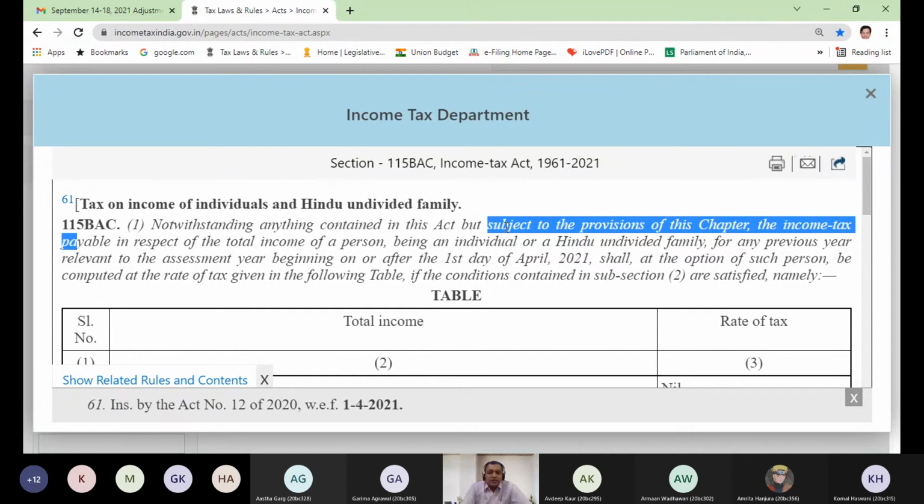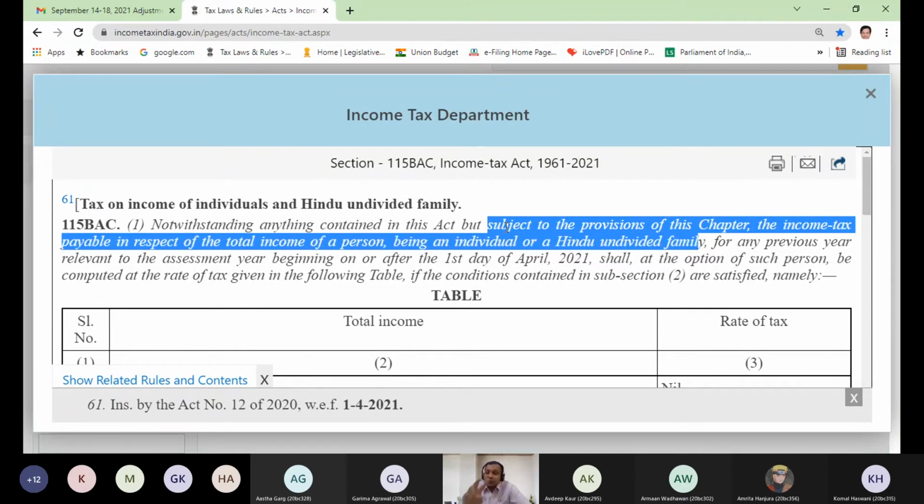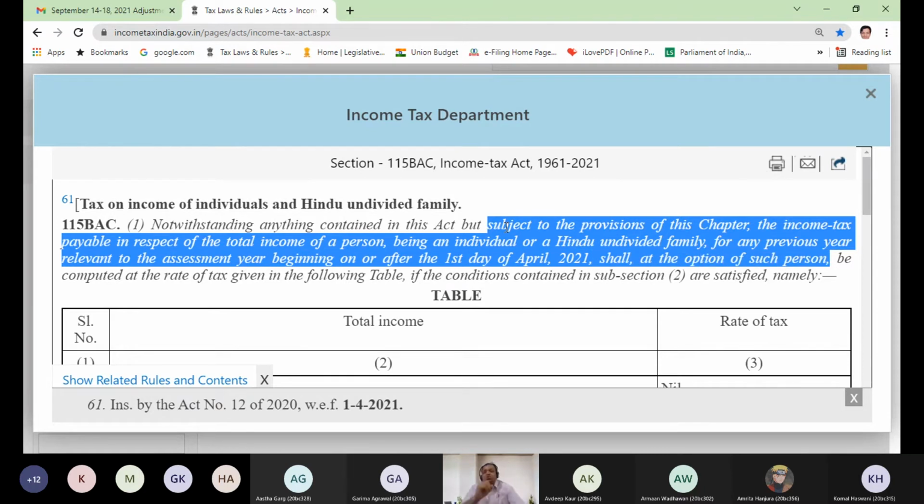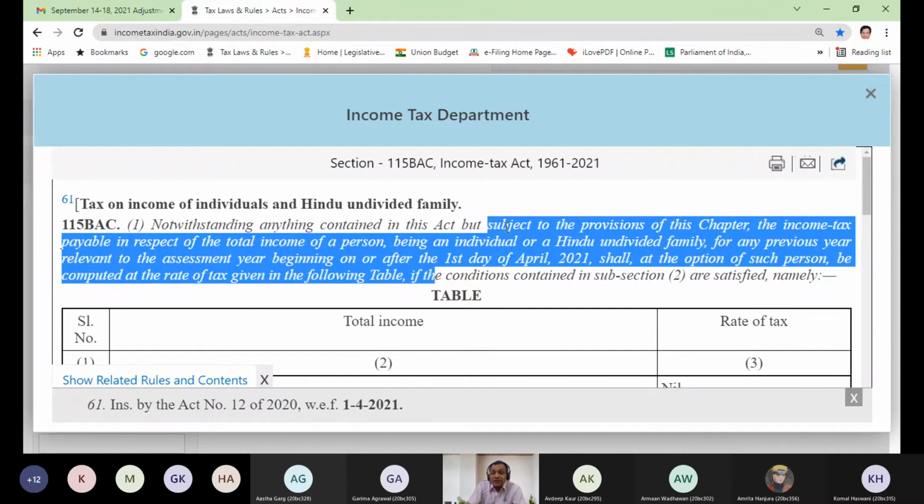The income tax payable in respect of the total income of a person being an individual or a HUF, that means it is applicable only for these two, for any previous year relevant to the assessment year beginning on or after 1st day of April 2021. That is why I told you that this section is applicable first time from the assessment year 21-22 because of this line. Shall, at the option of such person, it is not compulsory to impose this section, it is optional totally on this individual or HUF, be computed at the rate of tax given in the following table if conditions contained in subsection 2 are satisfied.